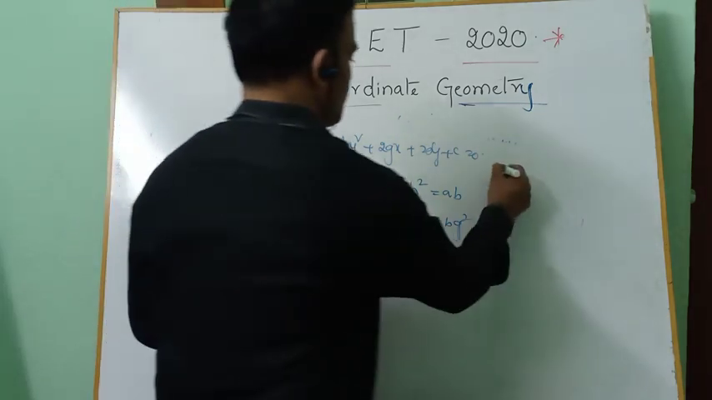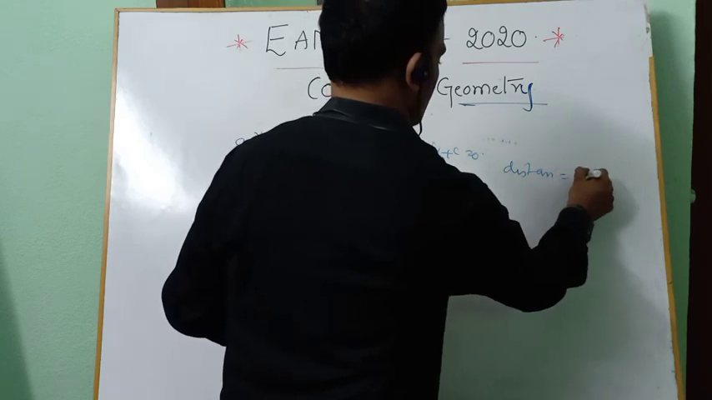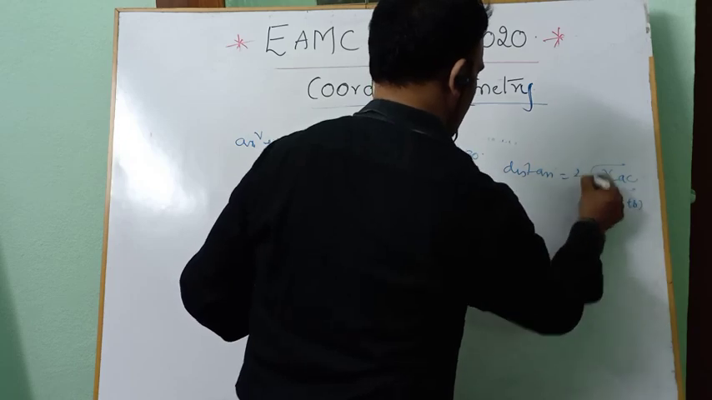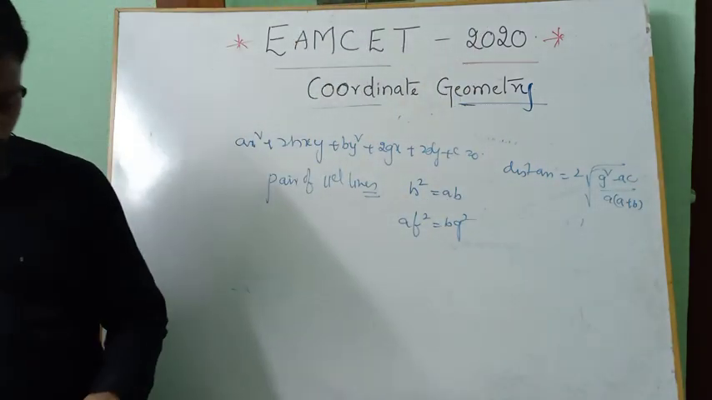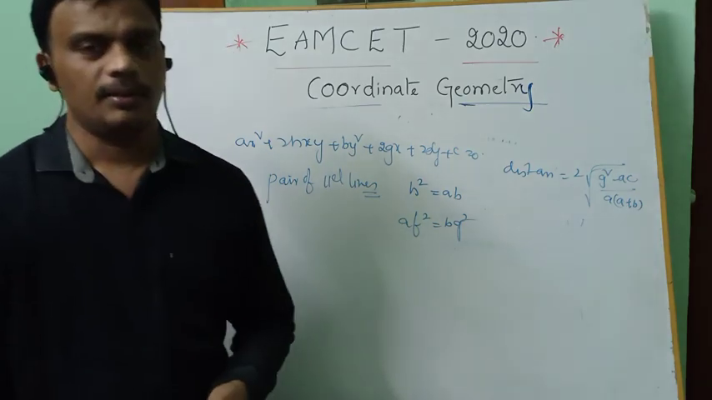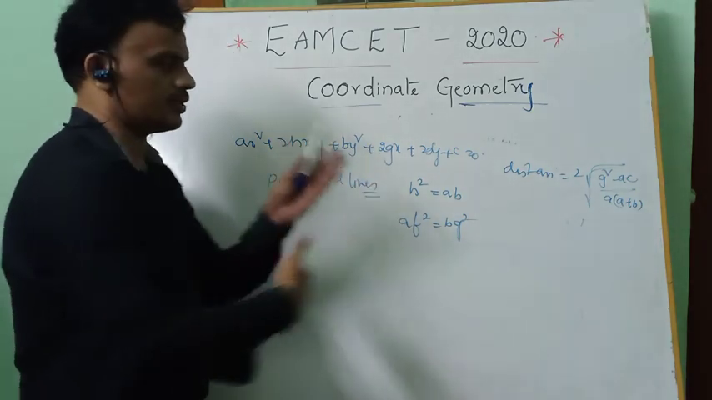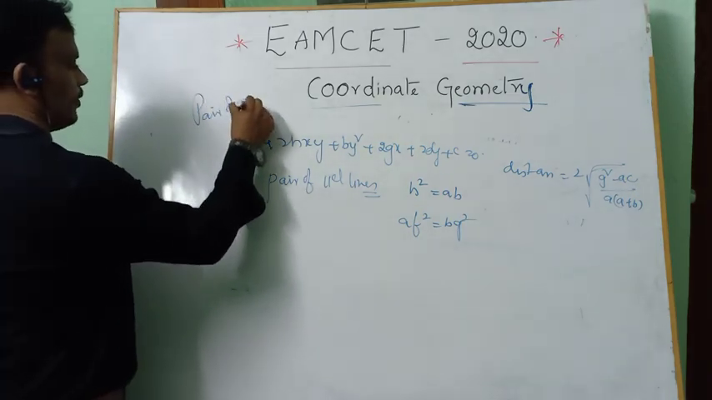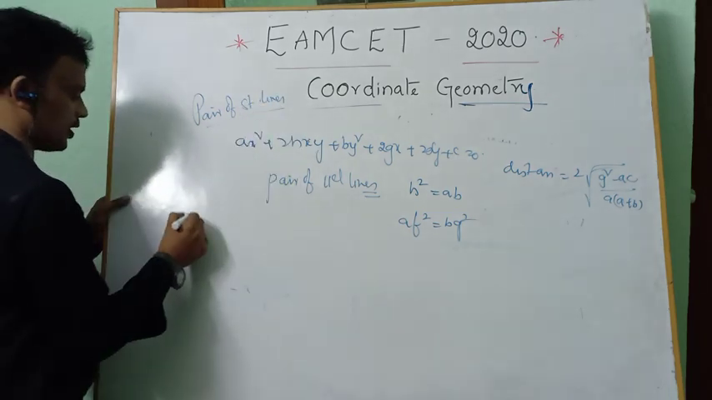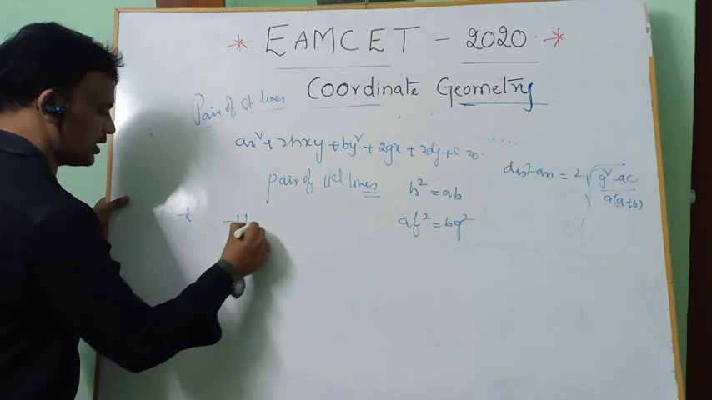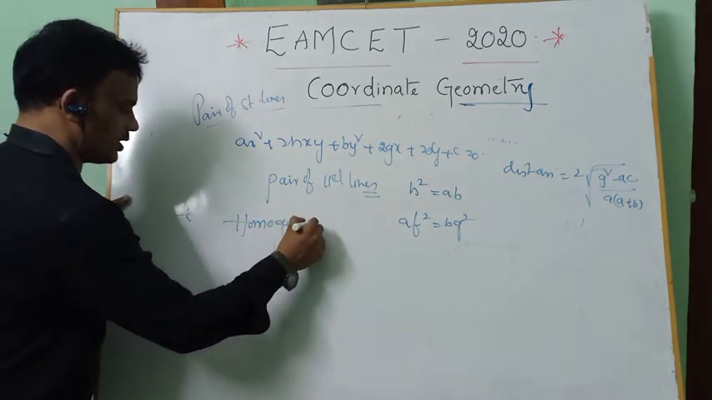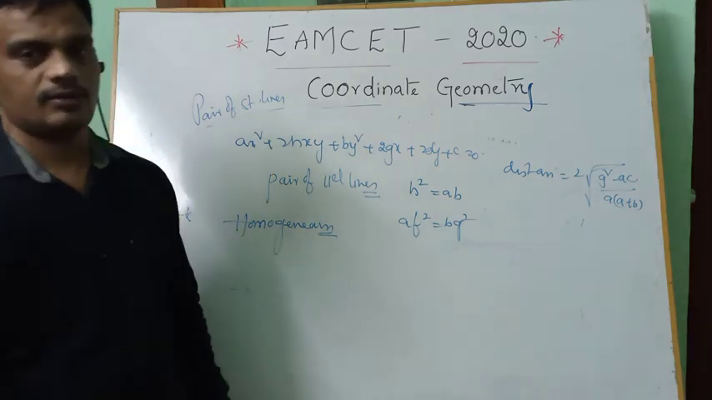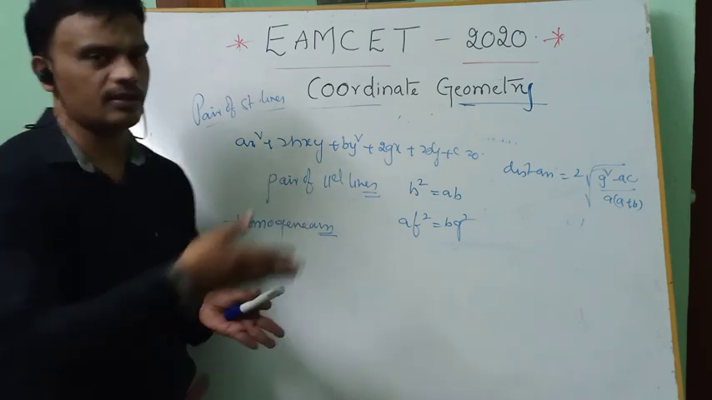Yes, and what is the distance between them? It is 2 square root of g square minus ac by a of a plus b, totally under the square root. Of course, the same thing you can write as 2 into square root of f square minus bc by b of a plus b. So please revise once the fundamental concepts from that pair of straight lines, and please focus on it. A very important thing is the homogeneous concept. So that's about the class 11 coordinate geometry. Please go through all those concepts.